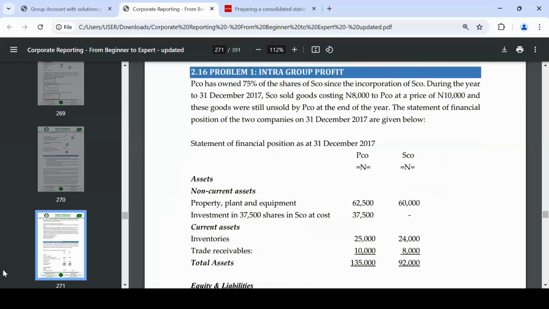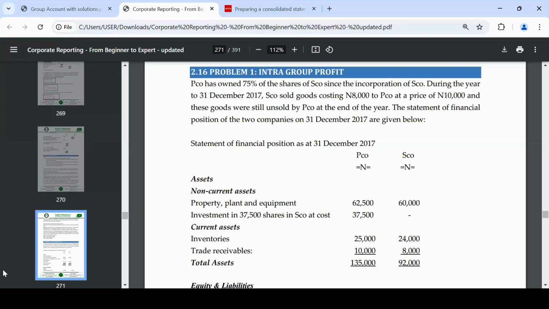Okay, problem one, intergroup profit. We're told PICO owned 75% of the shares of ESCO since the incorporation of ESCO. During the year to 31st December 2017, ESCO sold goods costing 8,000 naira to PICO at a price of 10,000 naira. You can already see that ESCO would have recognized profit of 2,000 naira. All right? And these goods were still unsold by PICO at the end of the year.